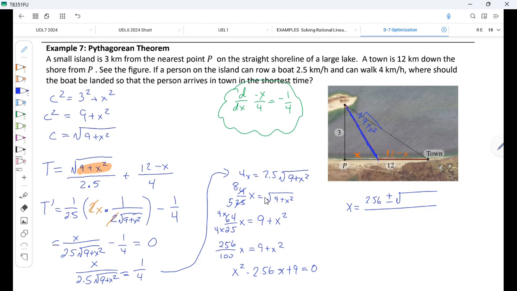And feel free to pull out your calculators and type away. B squared, 2.56, but negative, not that it matters because we're squaring it, minus 4 times a times c.